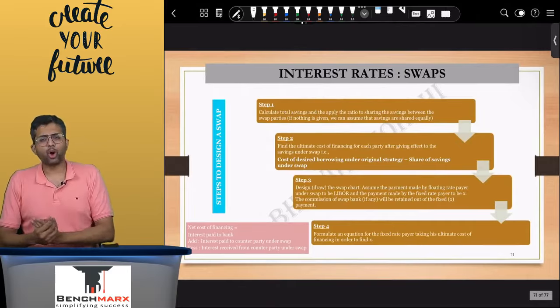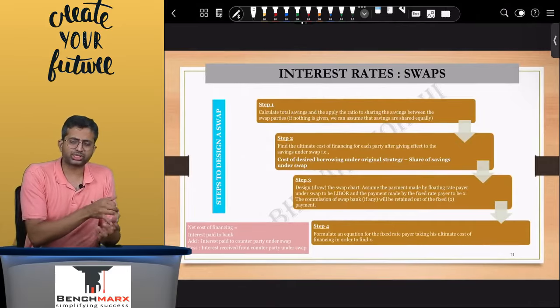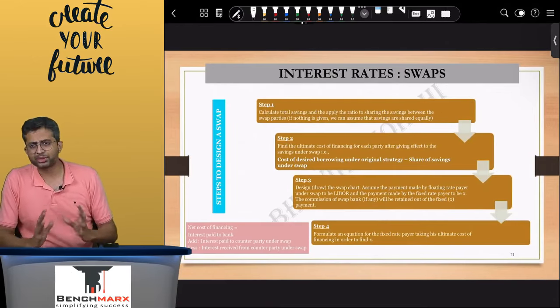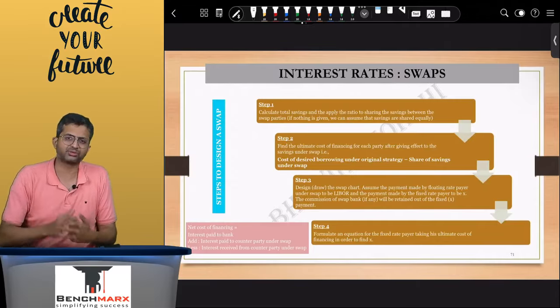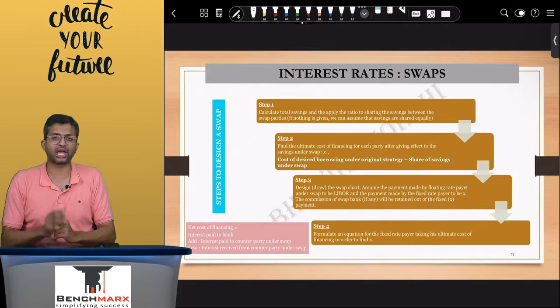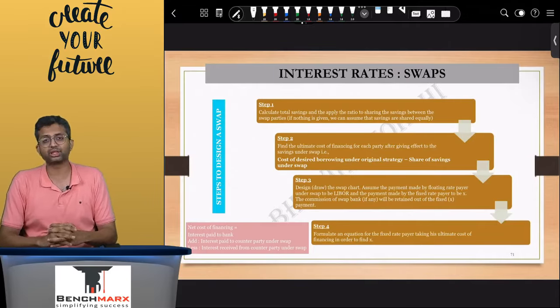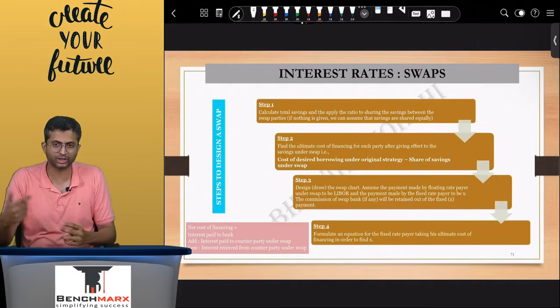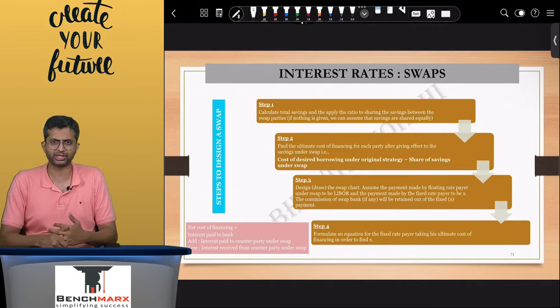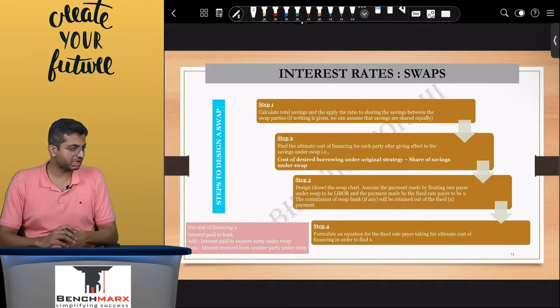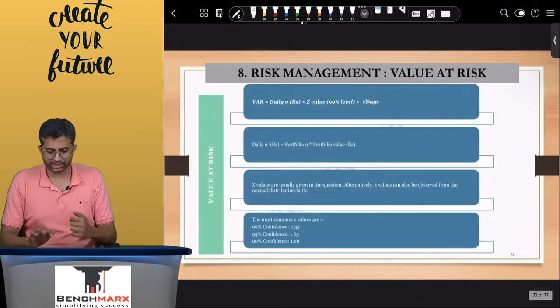A couple of swaps which are there: one is a generic swap, which is typically a swap which is settled on a net basis every 6 months, where the LIBOR is reset, and an overnight index swap, where the floating rate is reset on an overnight or daily basis. Okay, so that is pertaining to interest rates.